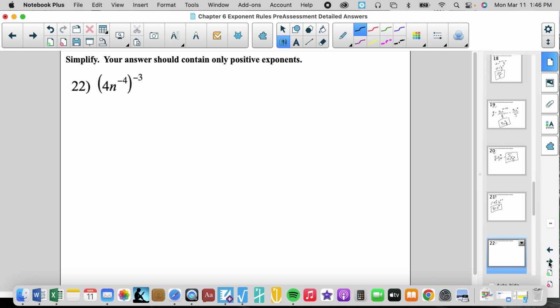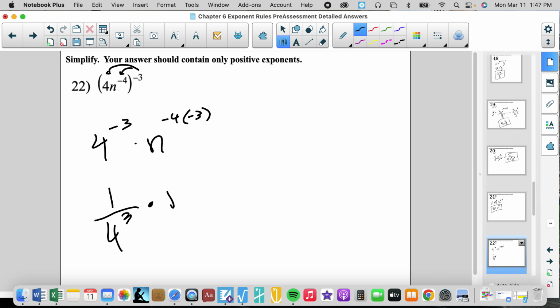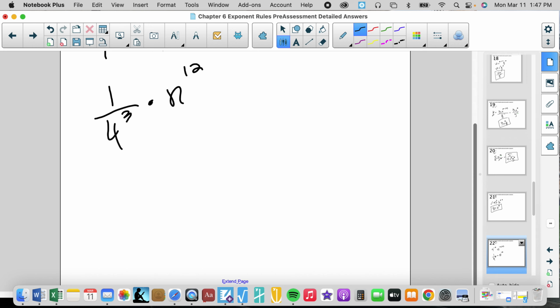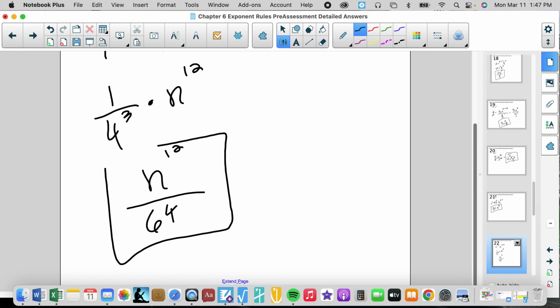2 times 4. We're going to distribute. We have 4 to the negative 3 times n to the negative 4 times negative 3, which is 4 to the negative 3rd. Well, we have to change that to 1 over 4 to the 3rd times n to the 12th. Negative 4 times negative 3 is 12. And so n to the 12th stays in the numerator. 4 to the 3rd is going to give me 64.